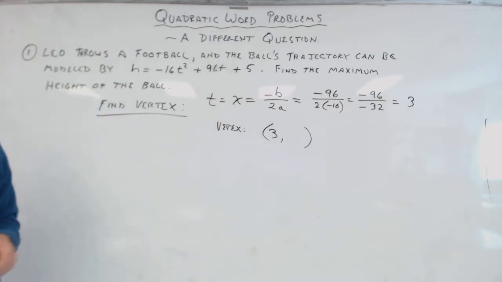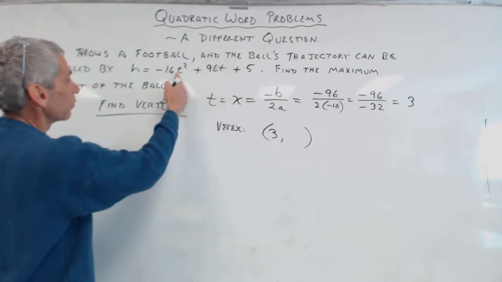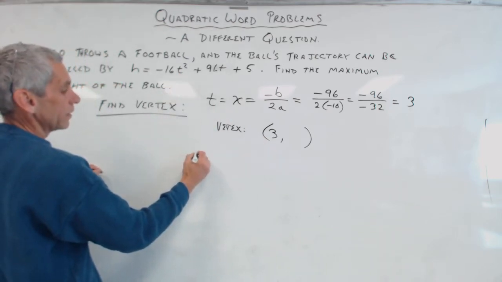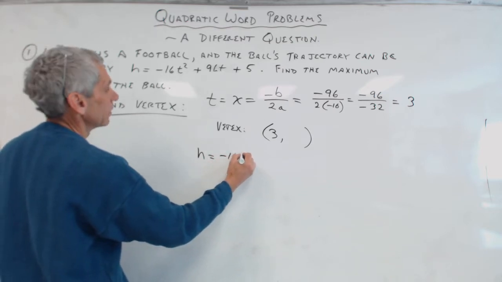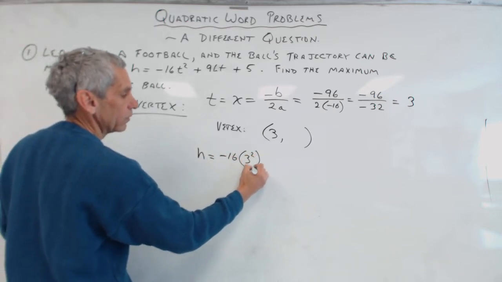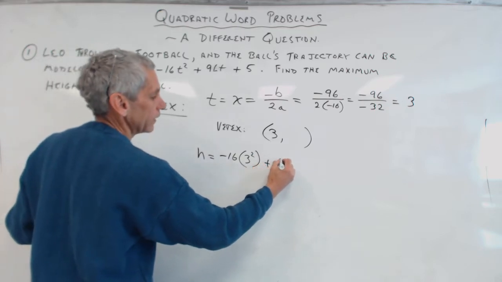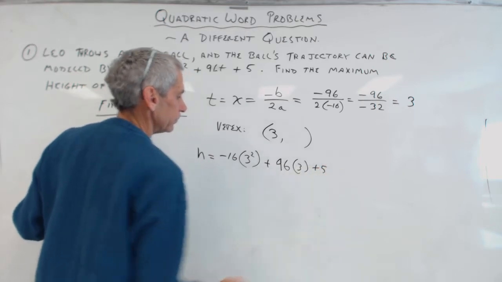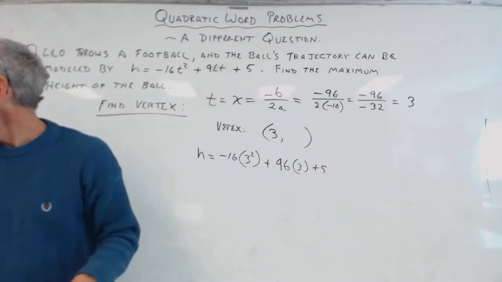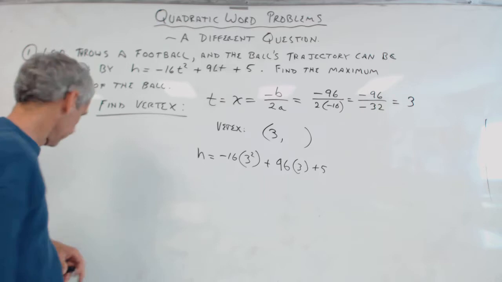Yes? Okay. So I'm going to replace this. So I've got h, that's what I want to find out, is equal to negative 16 times 3 squared plus 96 times 3 plus 5. Okay? And do I have a calculator here?